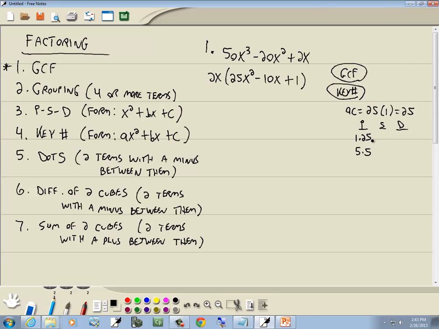Sum column, we add them. 1 plus 25 is 26. 5 plus 5 is 10. Difference column, we subtract them. 25 minus 1 is 24. 5 minus 5 is 0. The number we're looking for is the number in our middle term, which is 10, which is right here. So we're going to use 5 and 5.